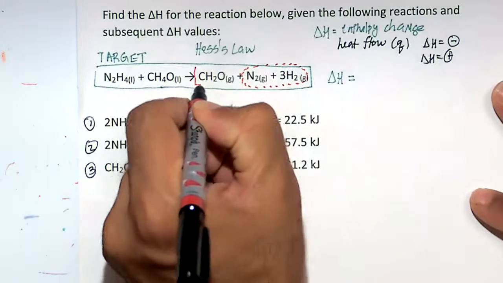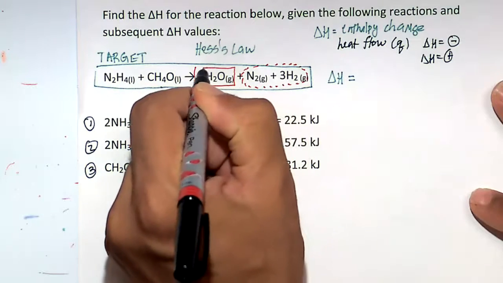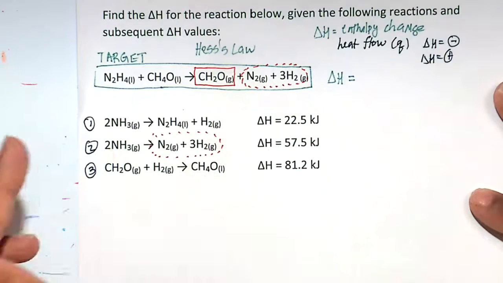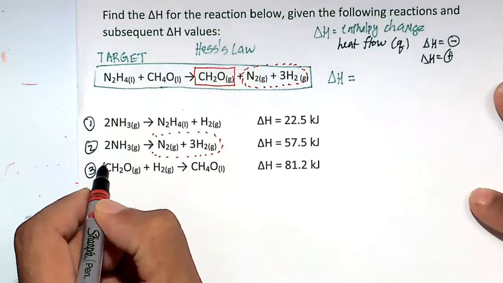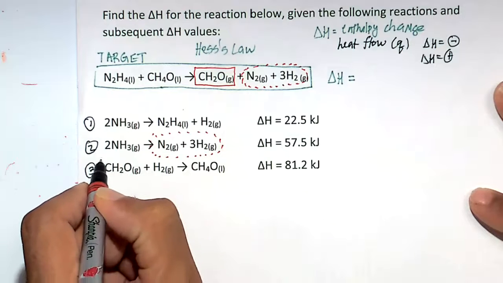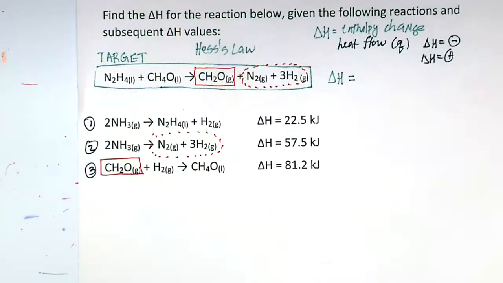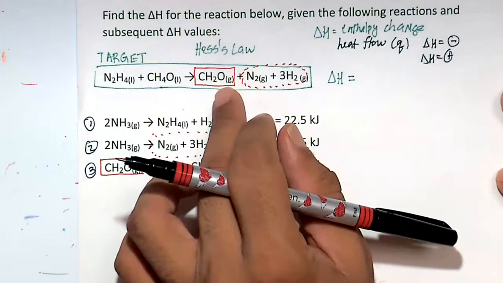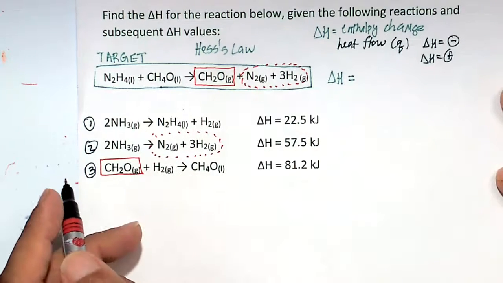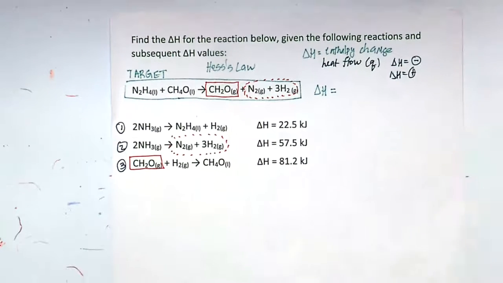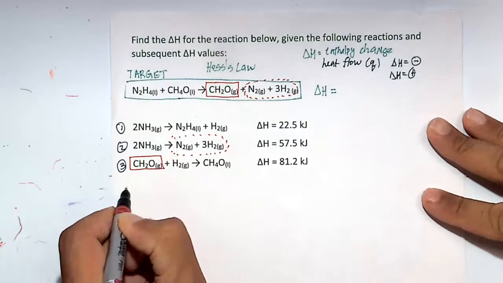Let me bring your attention to the CH2O gas. The CH2O gas is also on the product side, is it not so? Now let me bring your attention to reaction 3. Housed in this box is the CH2O, but it's on the reactant side. In the target, this CH2O is on the product side. Now, there are many ways you can do this, but the first thing I would do is reverse reaction 3.